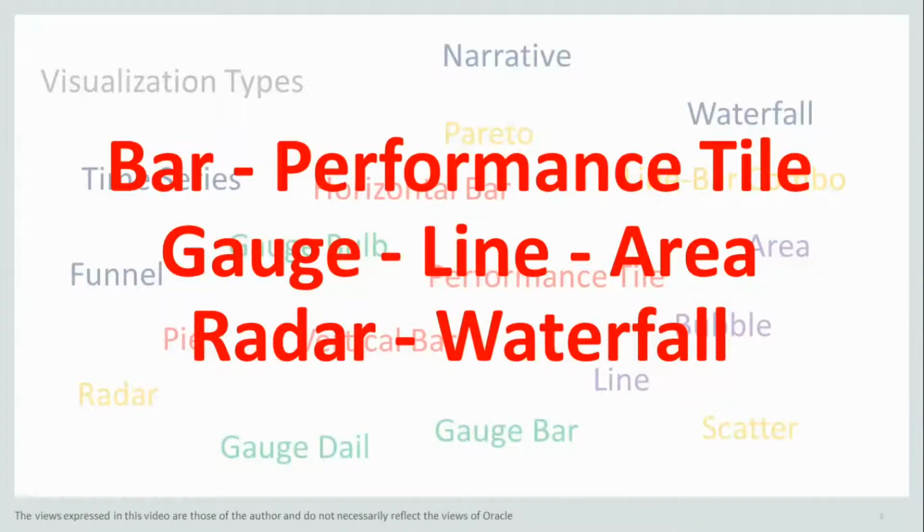In this episode I will quickly go over the bar chart, the performance style, the different gauges, the line and the area chart, the radar chart, and finally I'll show how the waterfall chart is nothing more than a bar chart with a twist. I will focus on the specific features of each of the visualization types in order to limit repetition, as a lot of these visualization types have a lot of things in common.